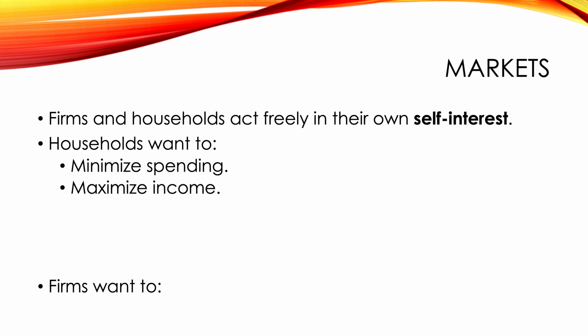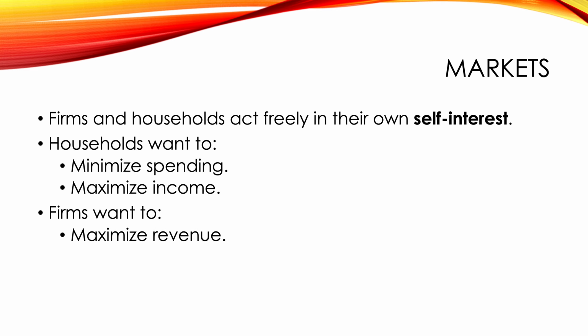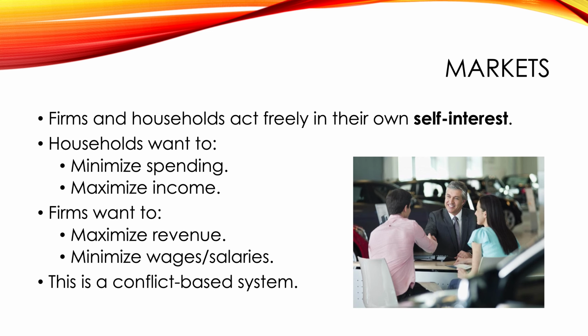On the flip side, firms, they are selling products in the product market, and in exchange for those products, they're earning revenue. And of course, they want to earn as much revenue as they can. So firms want to maximize revenue, how much money they're earning. But remember, they're not just earning money, they also have to pay money because they're using factors of production such as labor to produce their products. And they would like to pay as little as possible for that labor. So they're trying to minimize the wages they pay their workers, wages and salaries. And if you can't tell, this is going to set up a conflict. Markets are a conflict-based system.